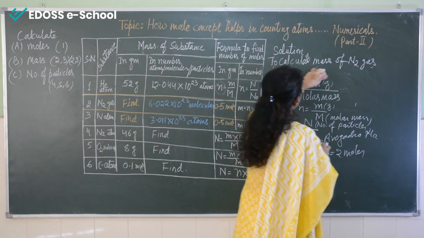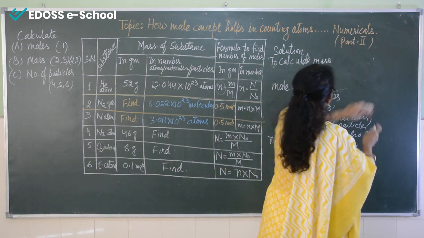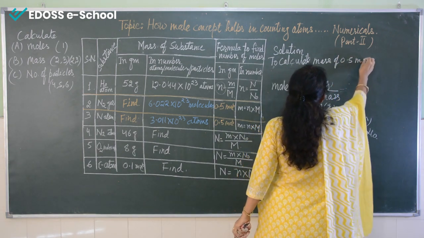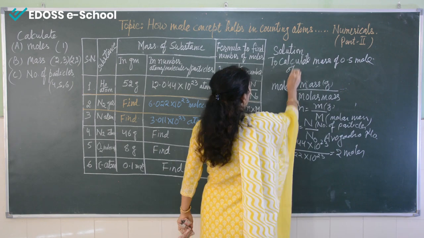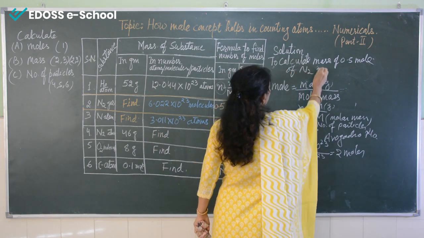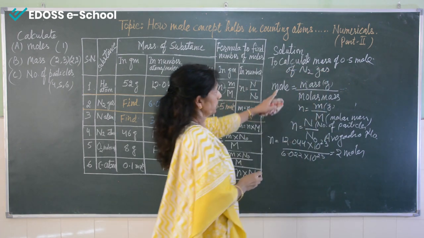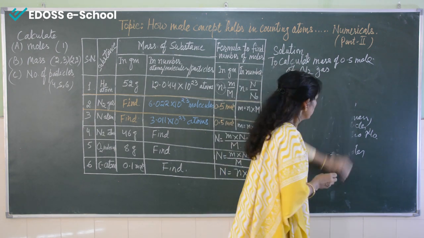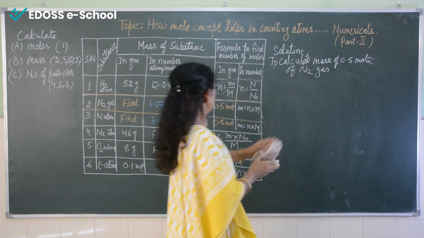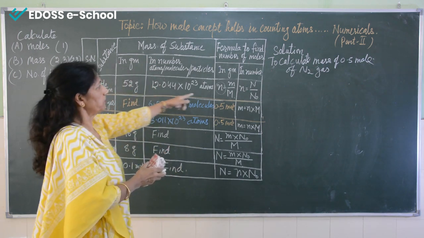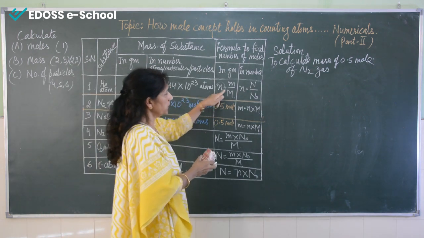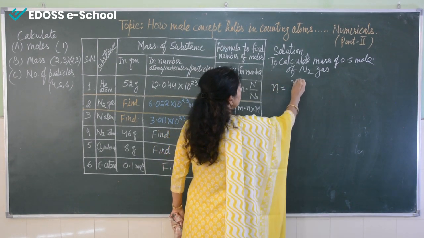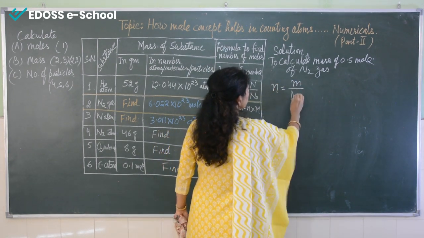To calculate mass of 0.5 mole of N2 gas. Now see here, in this case, how we will do? We know the formula. Same formula we will apply here, because mole is given. Now how we will do? We will write here n is equal to small m upon capital M.